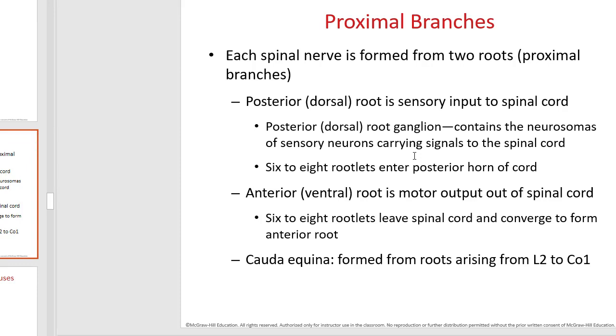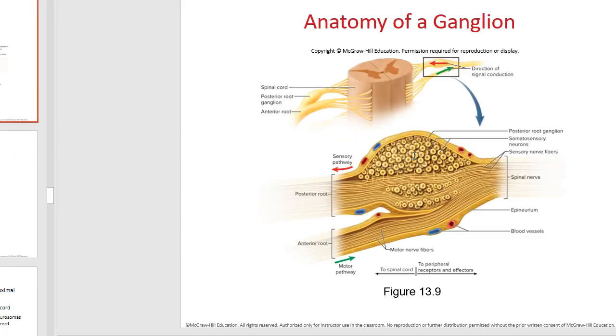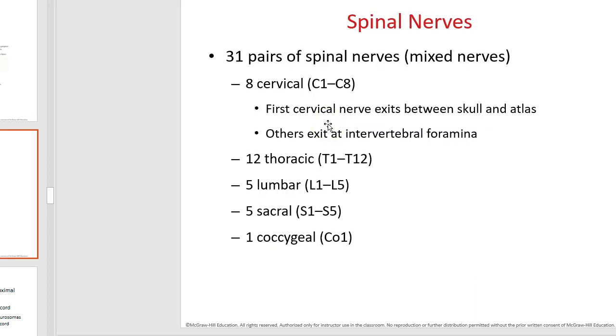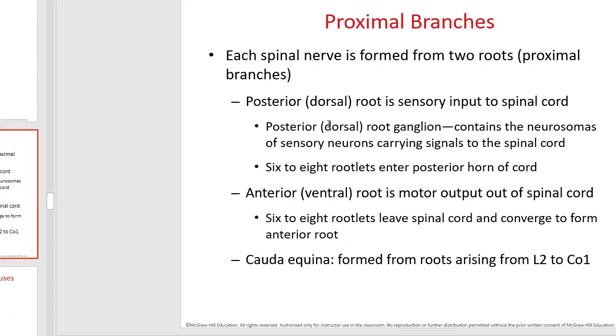Now, each spinal nerve is formed from 2 roots. So if we go back up here looking at the roots, we have an anterior root and a posterior root. So those are our 2 roots. The posterior is the sensory. Of course, everything that we're sensing around us, what we feel, what we touch, what we taste, what we hear. And then the anterior or the ventral root is the motor part. It's going to tell us, okay, we have the information. Now what are we going to do about it?